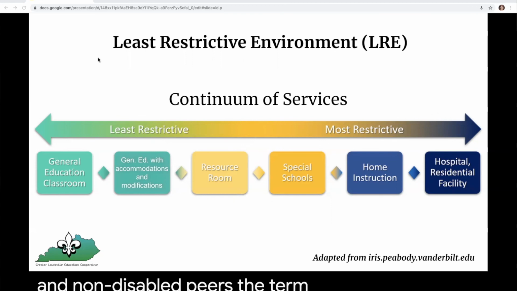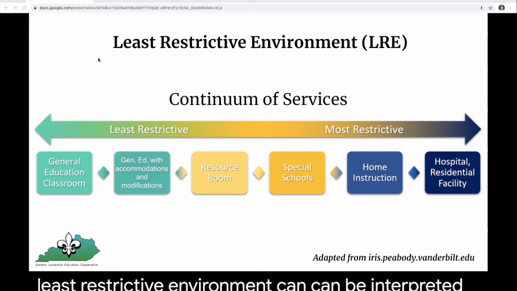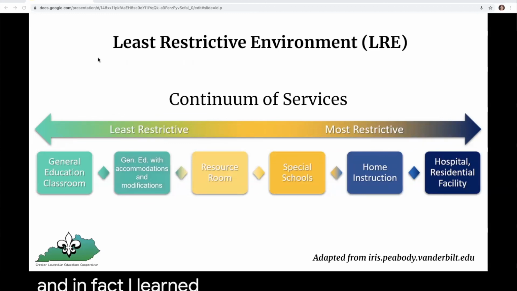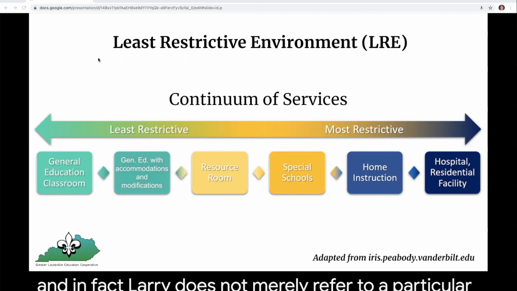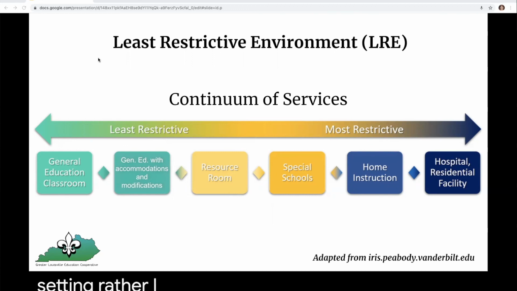The term environment and least restrictive environment can be interpreted to imply that LRE is a place or a location. In fact, LRE does not merely refer to a particular setting. Rather, identifying the LRE involves making program decisions about what services and supports a student needs to be successful and where and how these services and supports can be provided effectively.